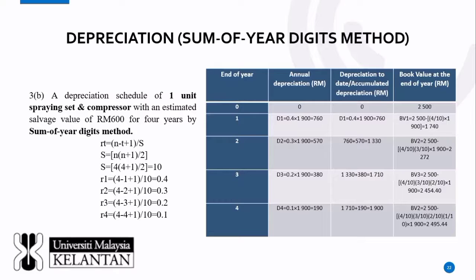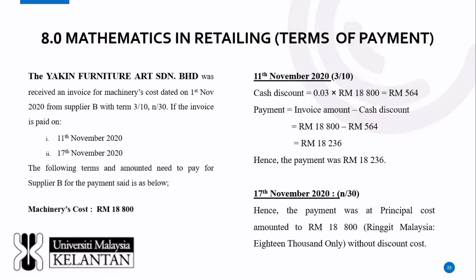Next, we look also at 1 unit spraying set of compressor in the sum of year digits method. Following this formula, we can get BV2 and the last book value at the end of the year is about 2,495.44 for the book value.